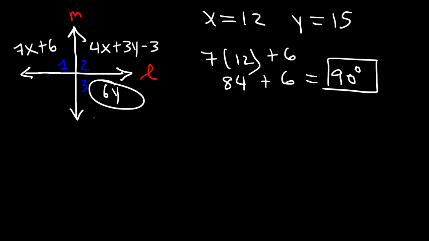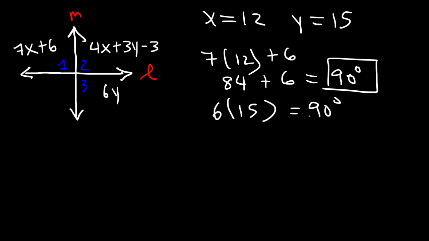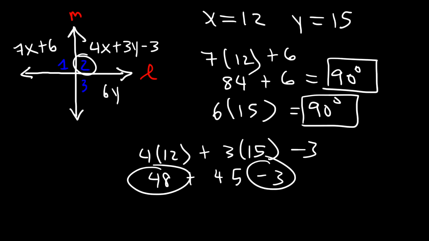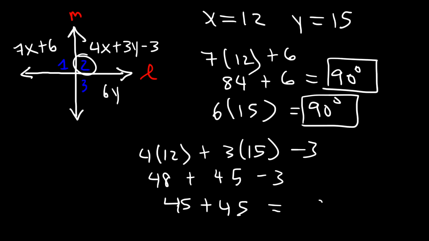Now if you want to check the third angle, 6y, that's 6 times 15, which is 90 as well. And if you want to check the second angle, that's 4 times 12 plus 3 times 15 minus 3. 4 times 12 is 48. 3 times 15 is 45. 48 minus 3 is 45. And 45 plus 45 adds up to 90. So all three angles are equal to 90, which means the two lines are definitely perpendicular to each other.